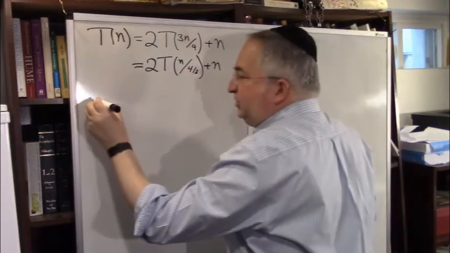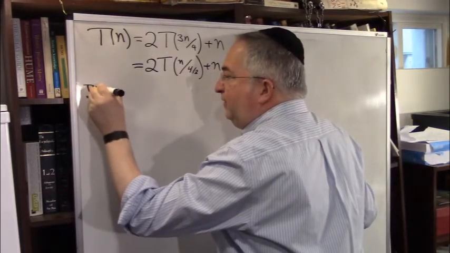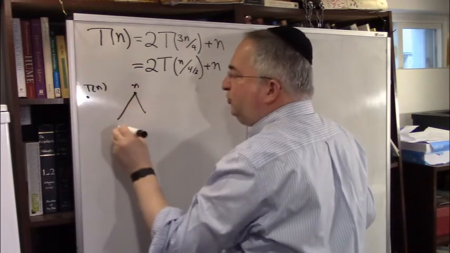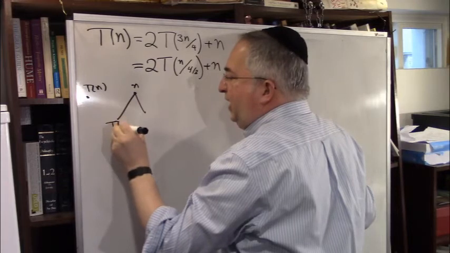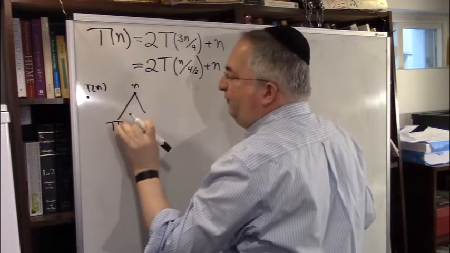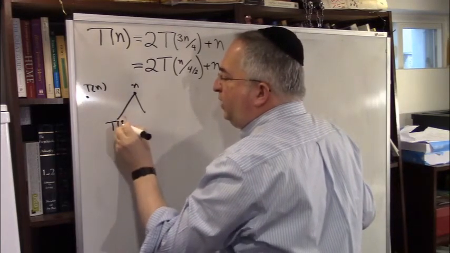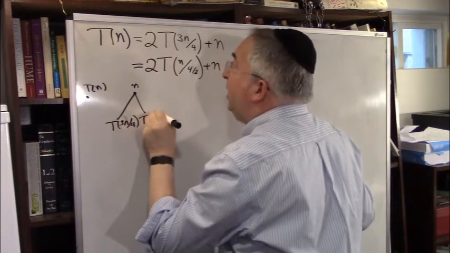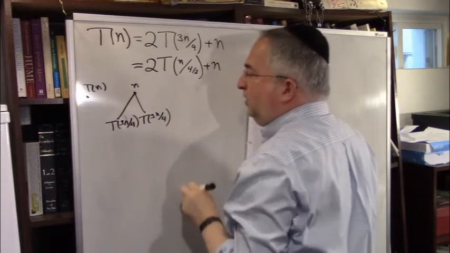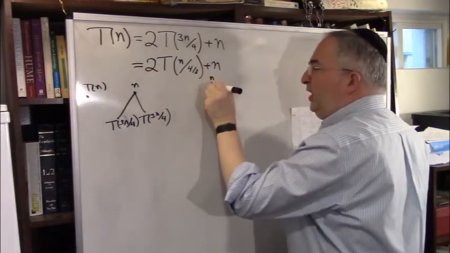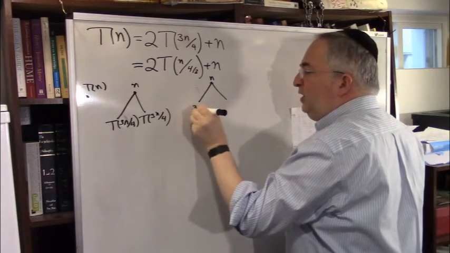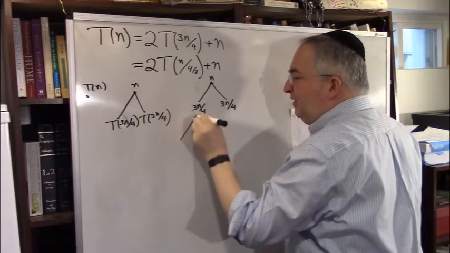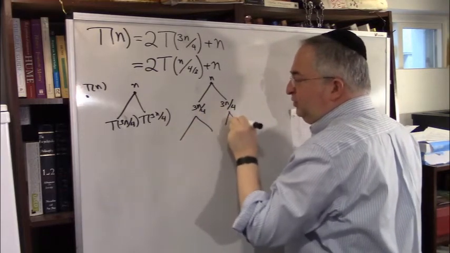Okay, so let's start our trees. T of n changes into an n, and he has 2 children. One is t of 3n over 4. Okay, and this is going to change into n, 3n over 4, 3n over 4, and each of those is going to have 2 children.